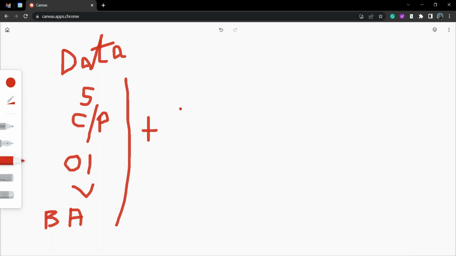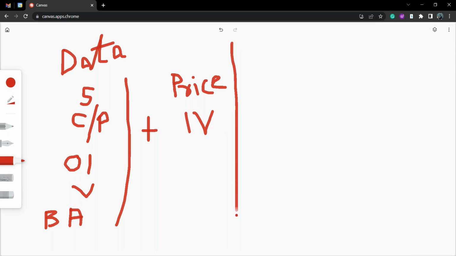And along with this, you will need the underlying asset price, so that you can calculate various things from it, like how far the strike price is, whether the strike price is in the money or out of the money, and you also have to calculate the implied volatility to create a good strategy. So this all goes into the data part.